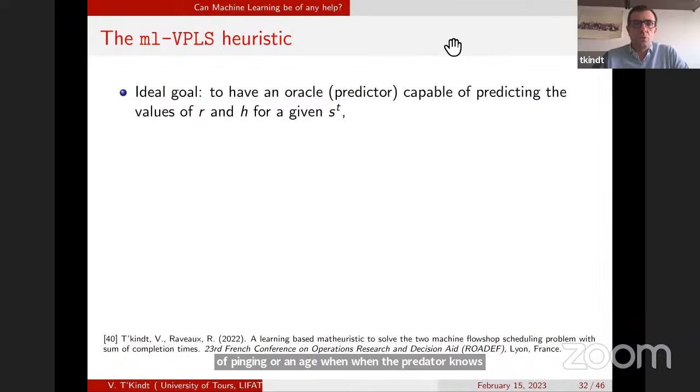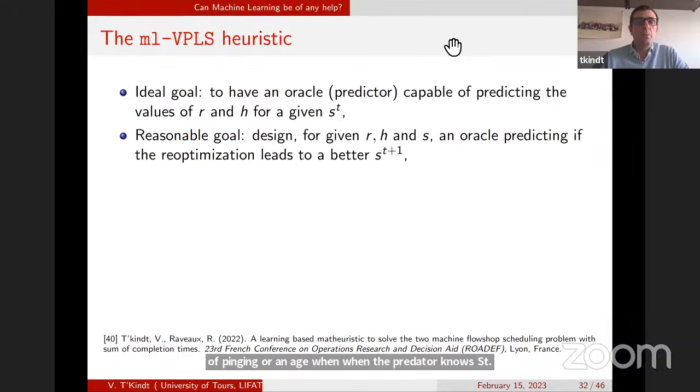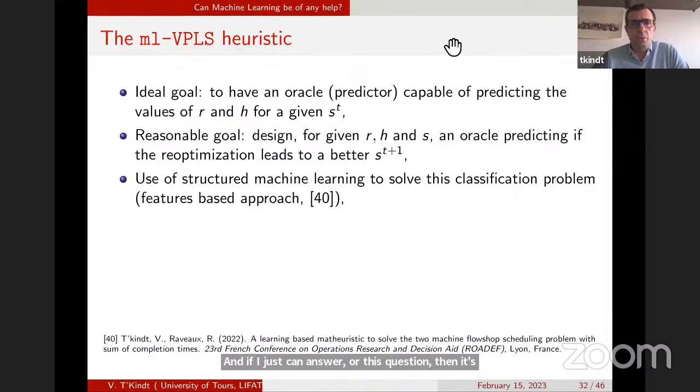Let's say that first will be more reasonable. We will just consider the case, okay, if I give you R, H, and a current solution S, can I just say if reoptimizing this window of positions leads to a better solution ST plus 1? And if I just can answer this question, then it's not that bad. So let's focus on the second question. To do that, we'll use structured machine learning to solve this classification problem. The answer to my problem is now just yes or no: does it improve or not?